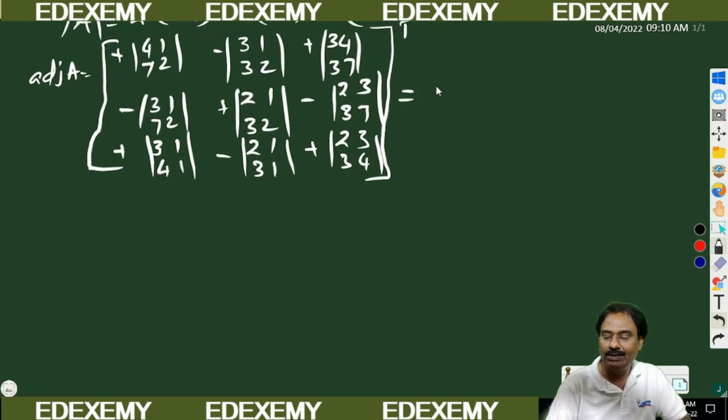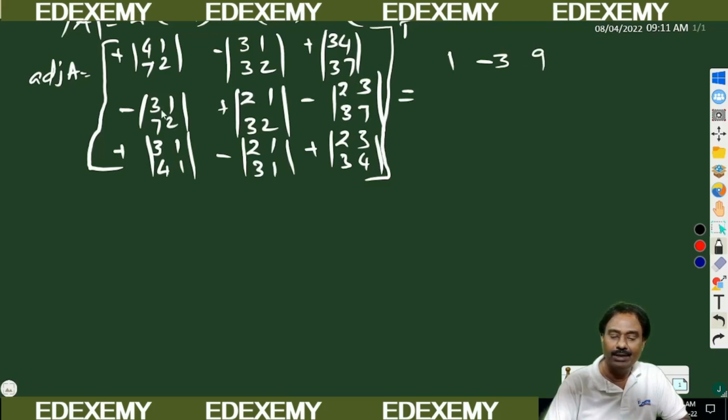and now here, 4 into 2 is 8. 8 minus 7 is 1. 4 into 2 minus 7. Next minus 3 into 2 is 6. 6 minus 3 is 3. Therefore minus 3. Similarly, you will get 7 into 3 is 21 minus 12.